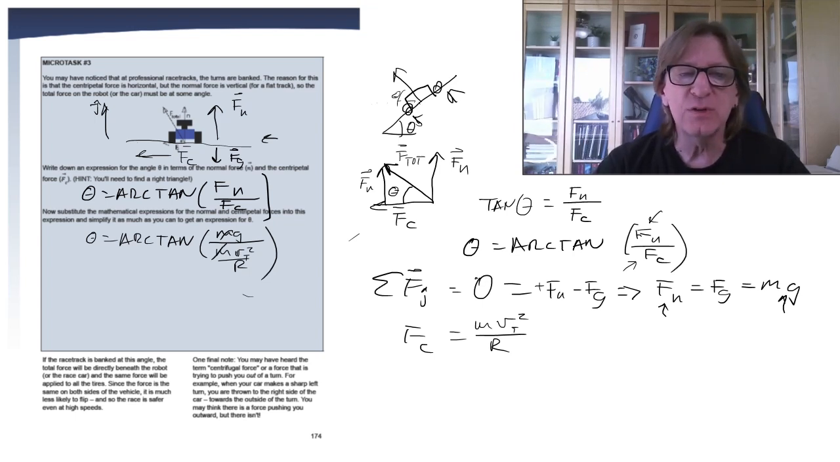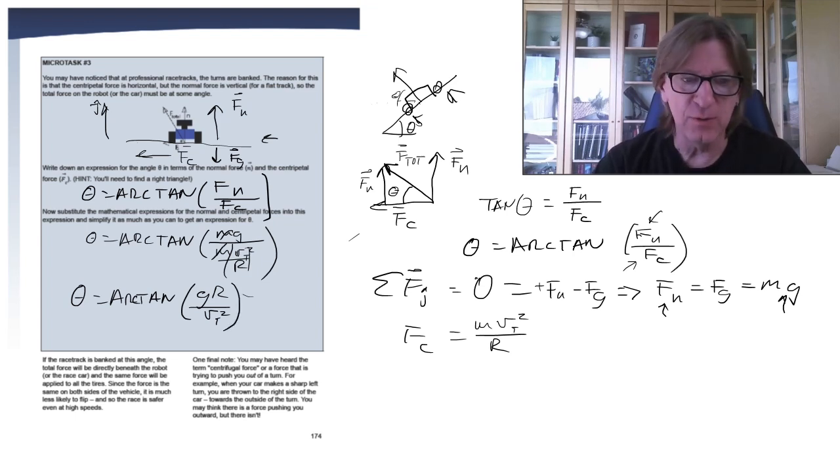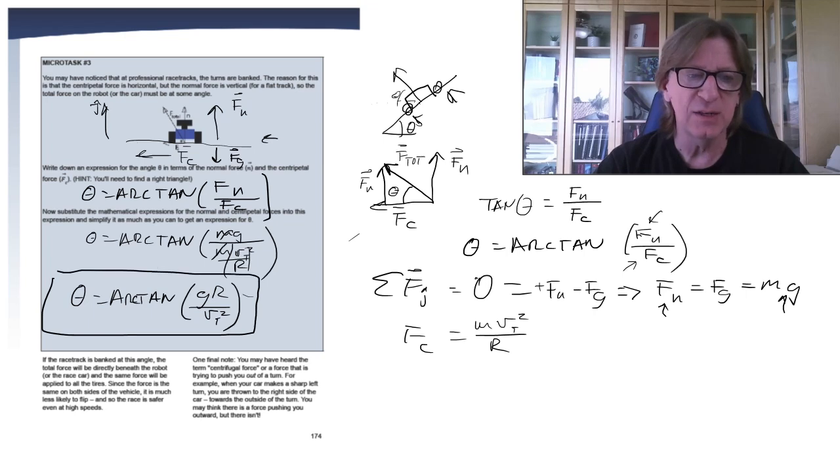So we've got a fraction here that we're going to flip and multiply. And so I get that theta is the arctangent of g times r divided by v tangential squared. And so that's going to be my final result then. So this tells me the angle at which I need to bank the track.